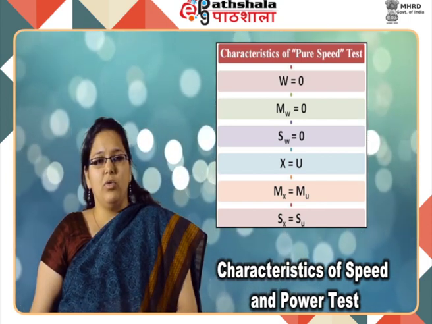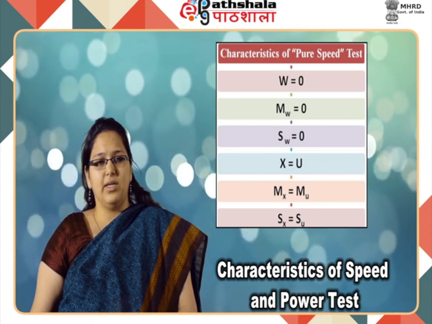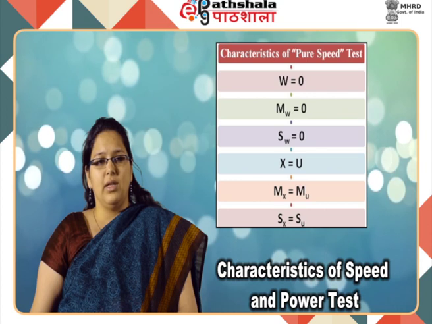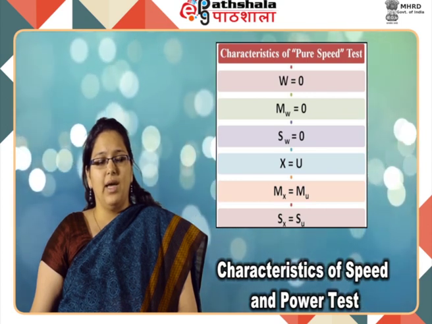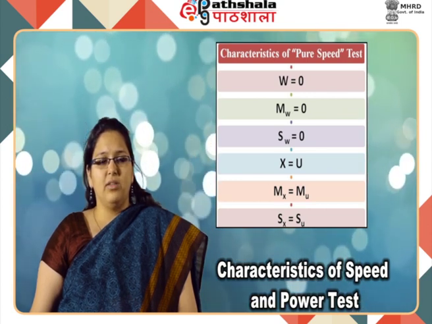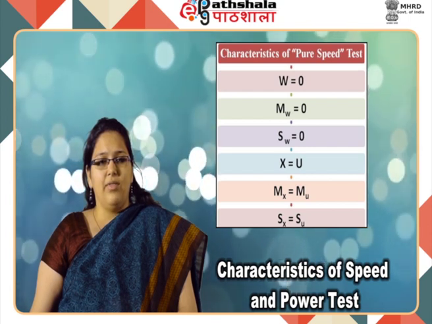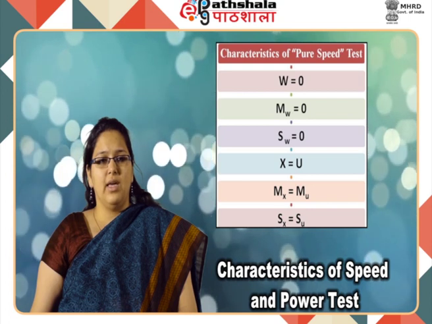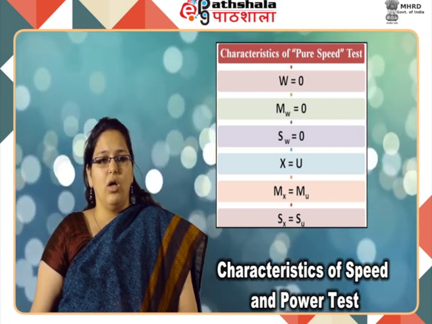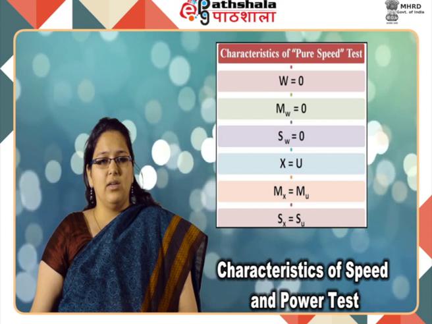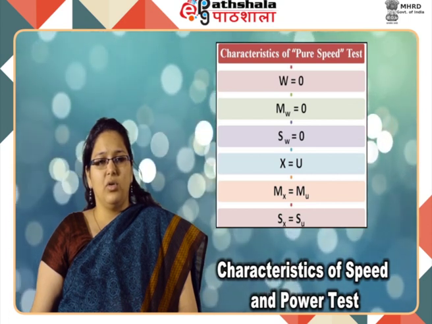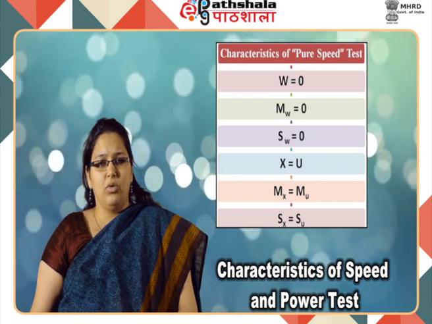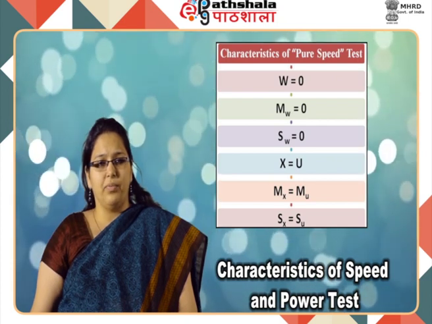Any test may approach a pure speed test to an extent that the mean and standard deviation of W, that is MW and SW respectively, approach 0, and the mean and the standard deviation of U, that is MU and SU, approach the mean and standard deviation of the total number of errors, that is M of W plus U and S of W plus U.